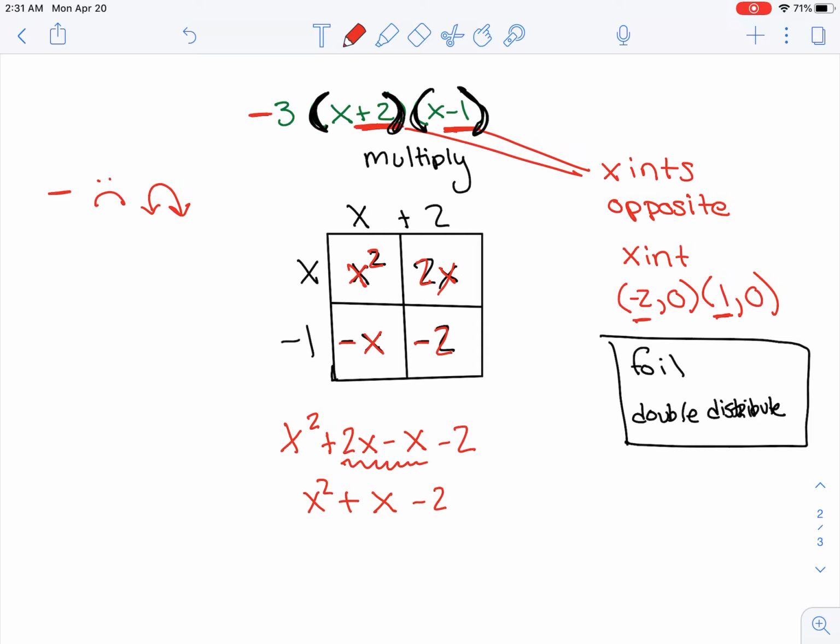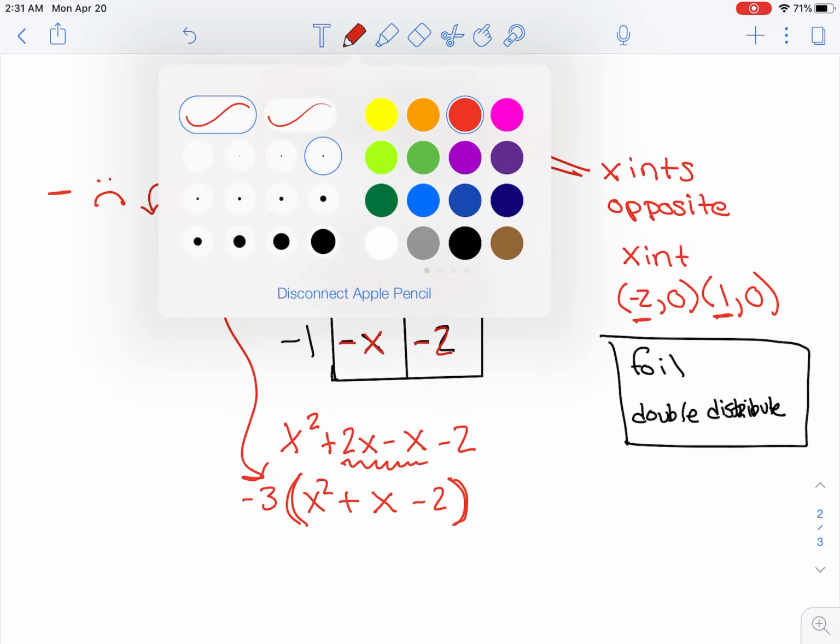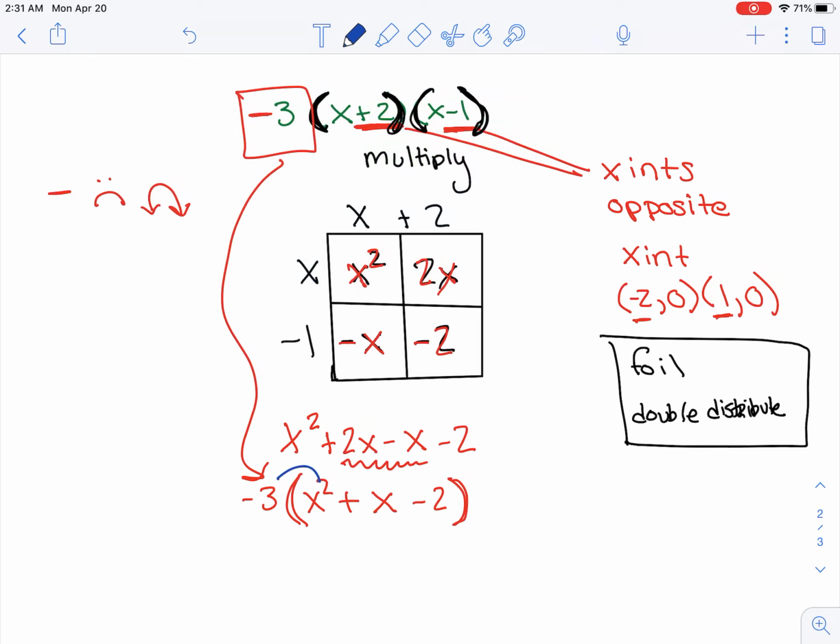Now that makes a standard form, except I still haven't taken care of that 3 in the front. Since all of these came out of the box, they all get put in parentheses, and I distribute in. I get negative 3x squared minus 3x minus 6.